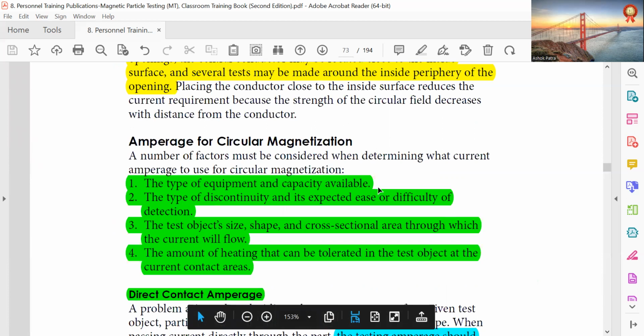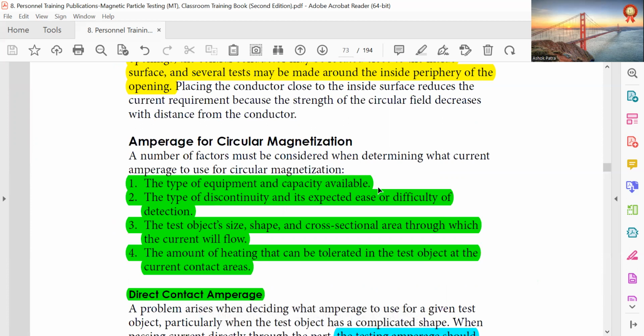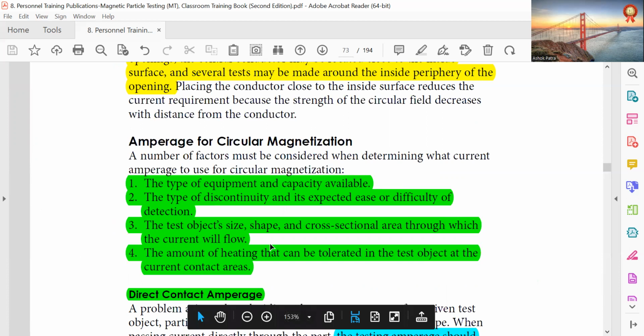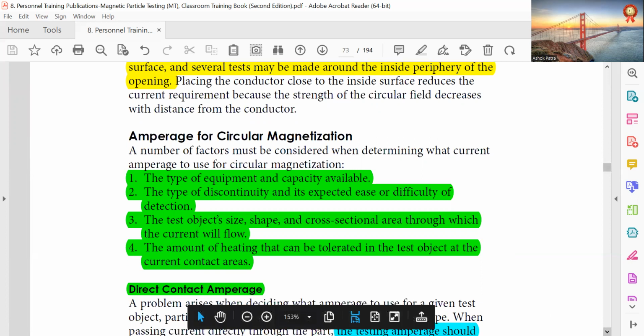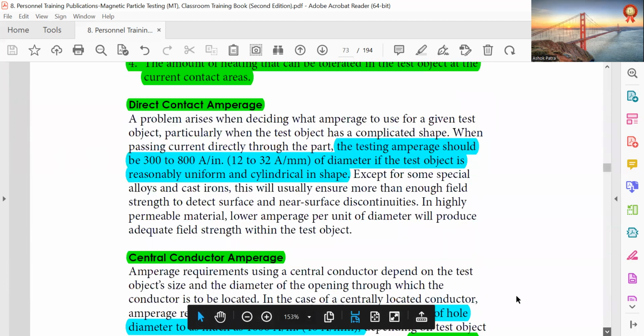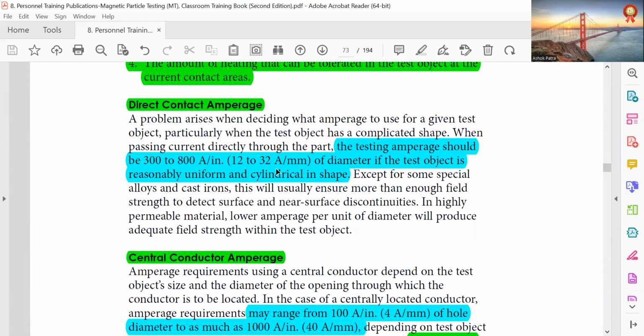The type of equipment and capacity available, amperage, the type of discontinuity and its expected ease or difficulty of detection, test object size, shape and cross-sectional area through which the current will flow, and the amount of heating that can be tolerated in the test object at the current contact areas. Direct current amperage for testing should be 300 to 800 amperes per 25 mm of diameter where the test object is reasonably uniform and cylindrical in shape. These are for head shot.